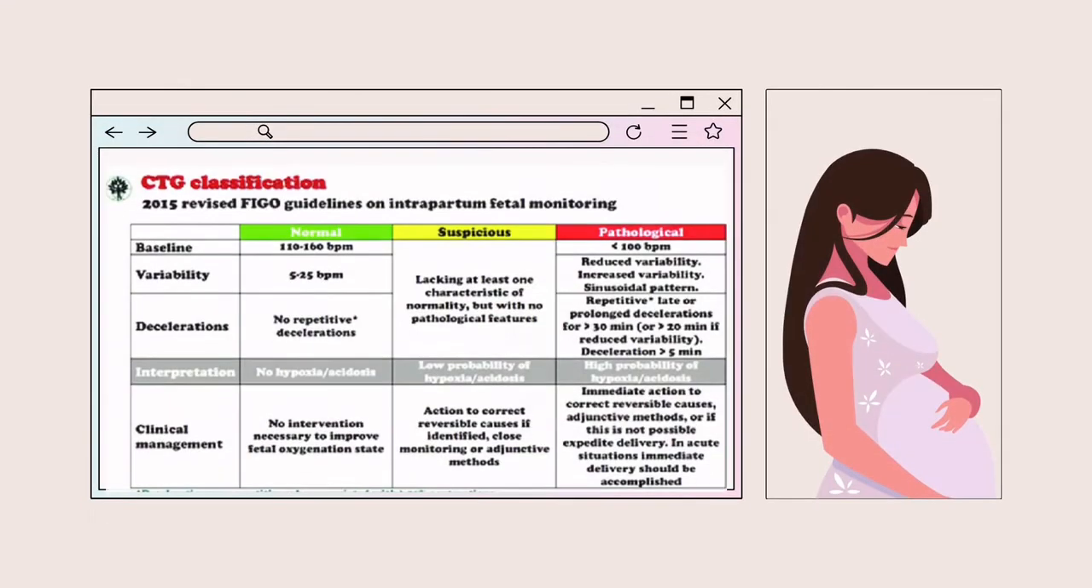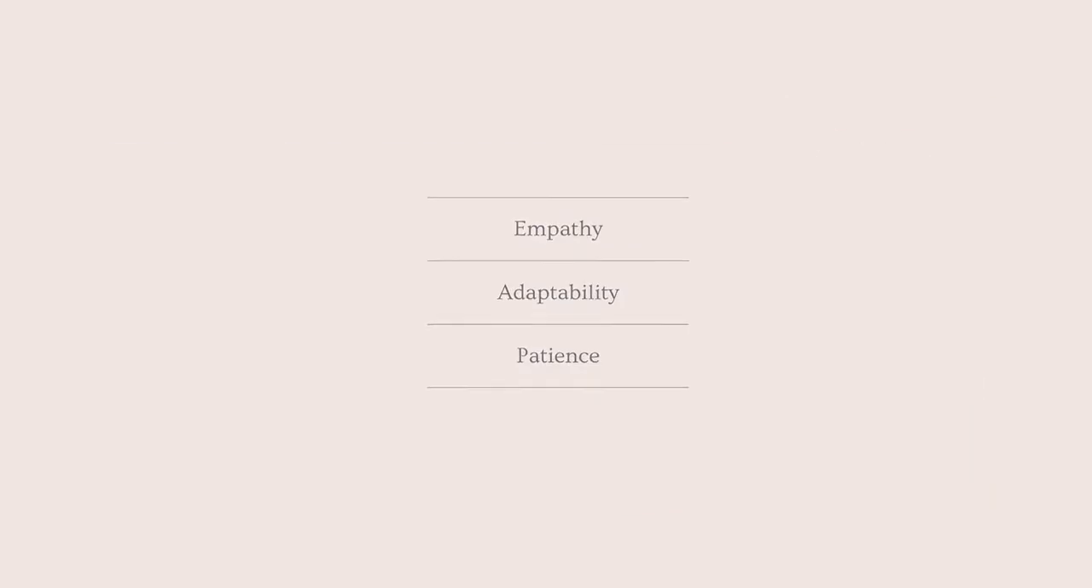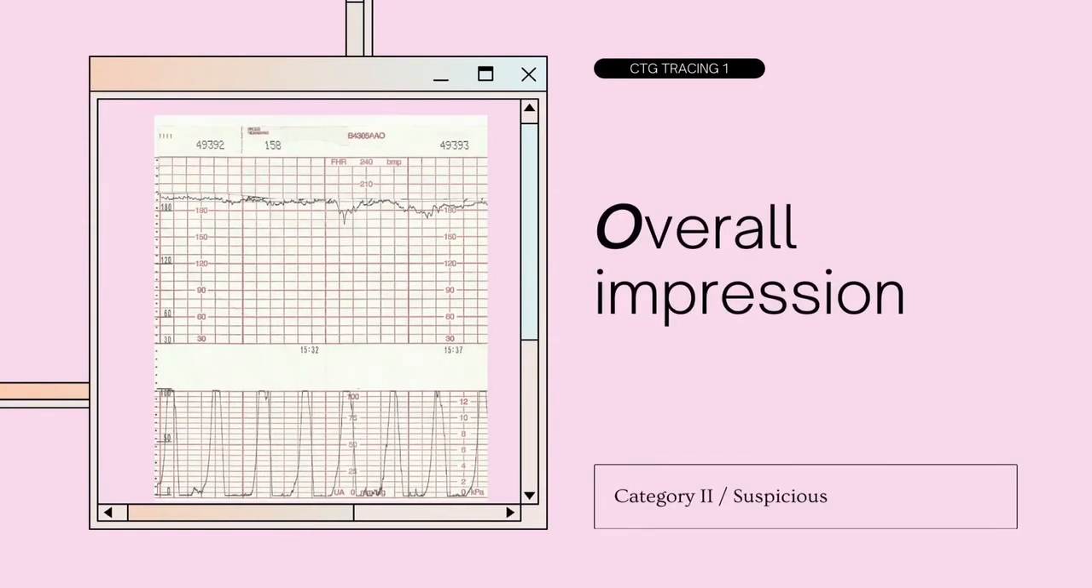For the overall impression of the same CTG, first, we need to know the CTG classification system, which was revised in 2015. The overall impression would be Category 2, suspicious.